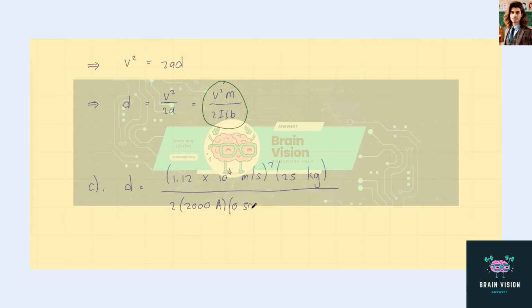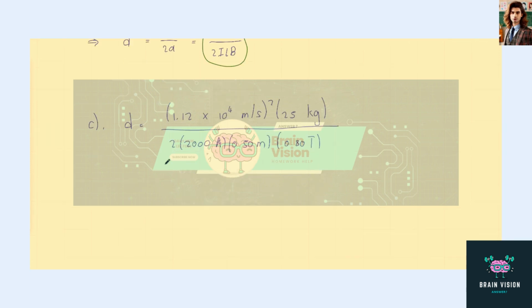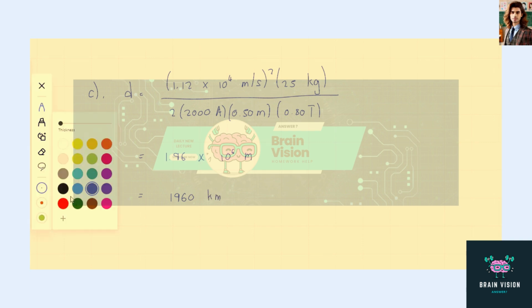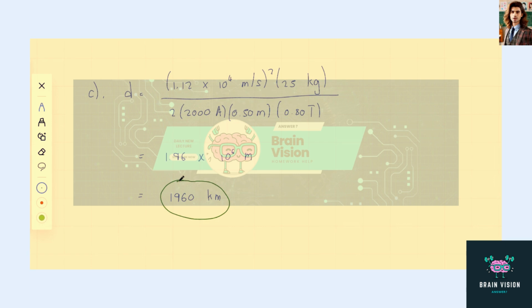times 0.5 meters times the magnetic field strength. It's capital B, so the magnetic field strength we are told is 0.8 teslas. So with the given values, we get that the distance that the payload will need to travel in order to reach escape velocity is 1.96 times 10 to the 6 meters, which is 1,960 kilometers. So we can see that for the given values, this is inefficient.